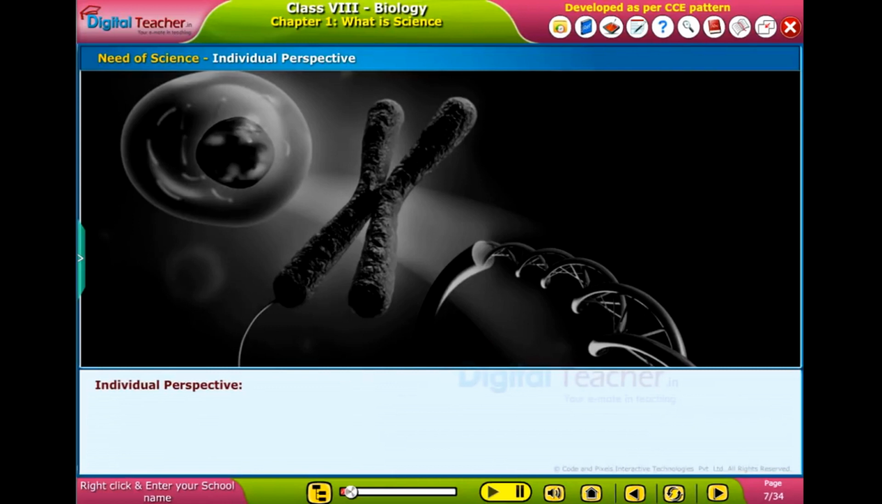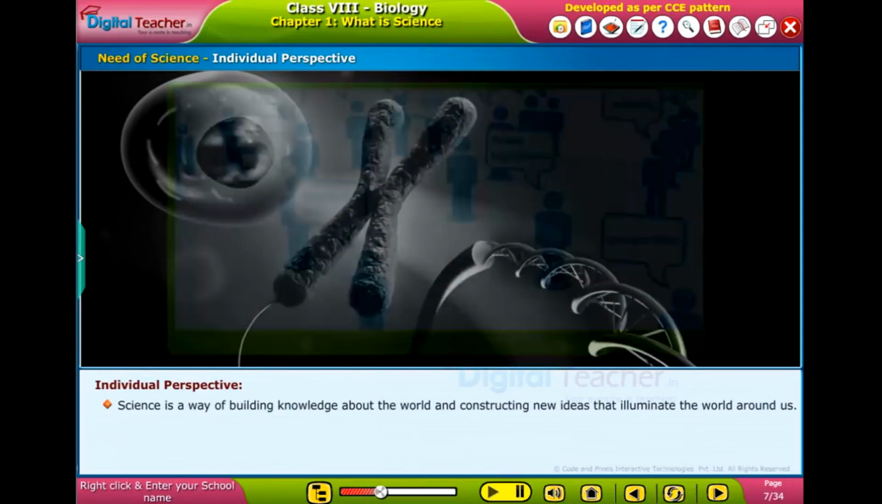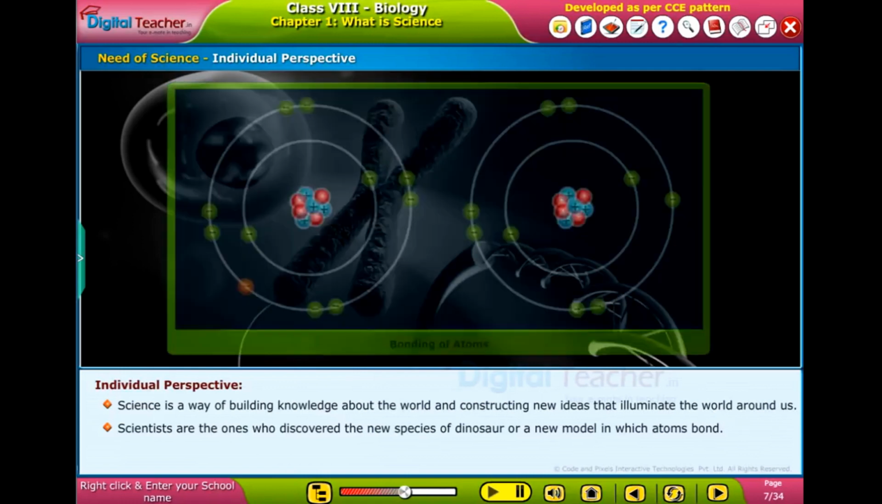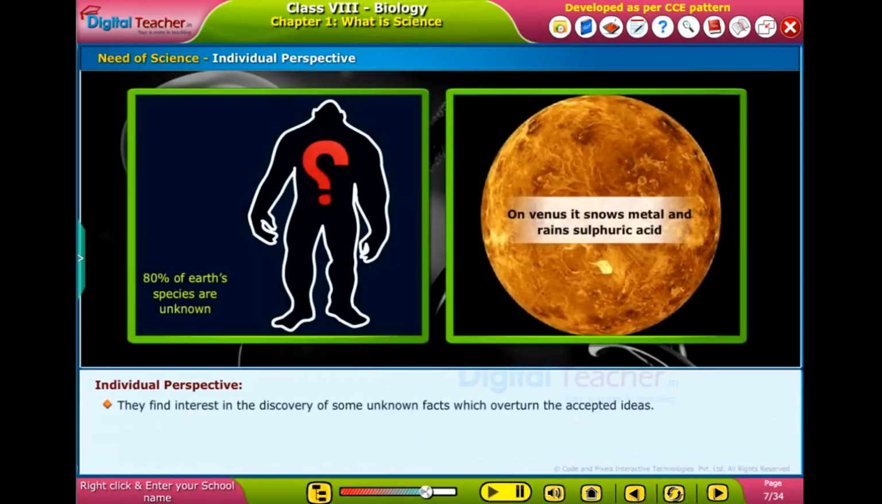Individual perspective. Science is a way of building knowledge about the world and constructing new ideas that illuminate the world around us. Scientists are the ones who discovered the new species of dinosaur or a new model in which atoms bond. New discoveries enable us to think about nature. They find interest in the discovery of some unknown facts which overturn the accepted ideas. Now, let us look into societal perspective.